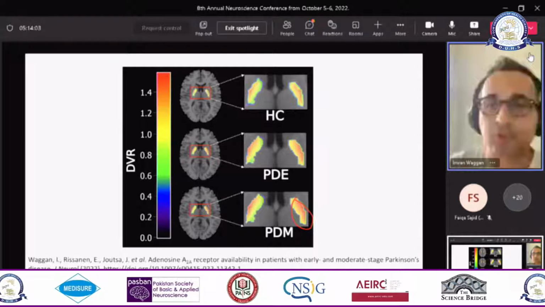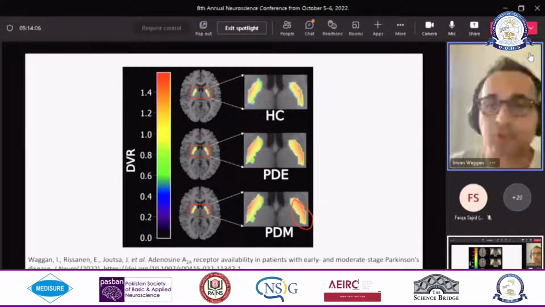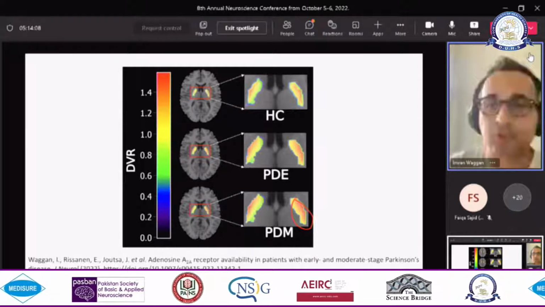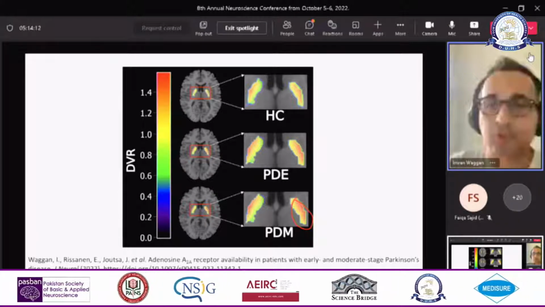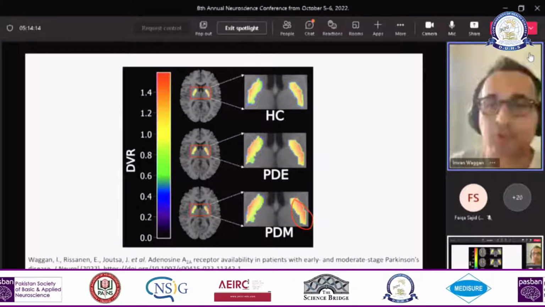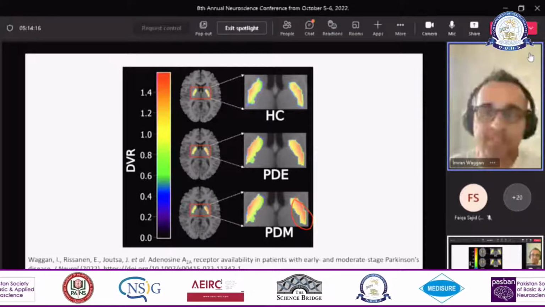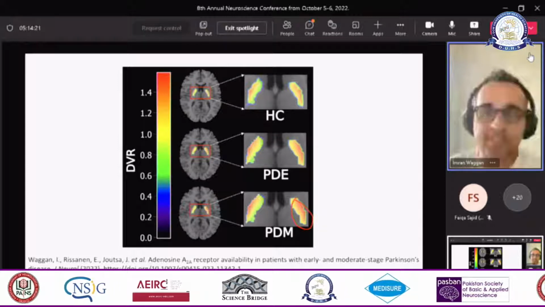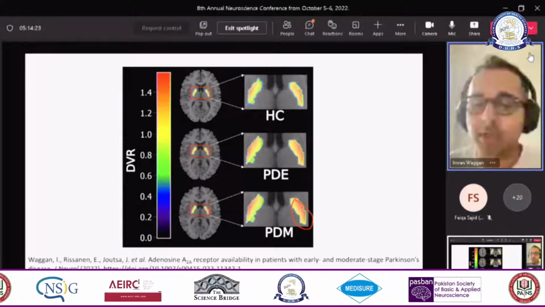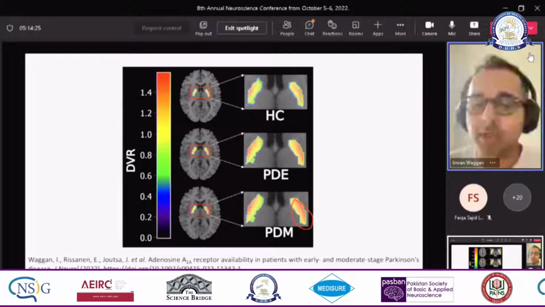What does that mean? If the A2A receptor is like a brake, what we can assume is that when the patient was taking coffee, and coffee is an antagonist of this A2A receptor, that brake was being released, and probably that's why the patient's symptoms were getting relieved in the short term.